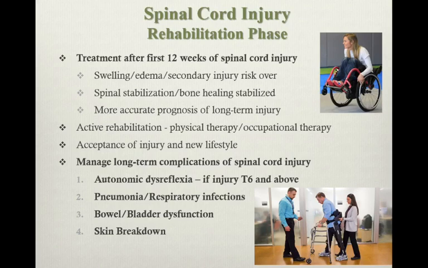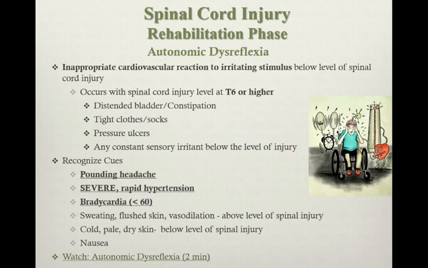I just want to point out the highlights in the rehabilitation phase, which is basically our one disorder of the rehabilitation phase: autonomic dysreflexia. And then the most common complications are pneumonia, bowel and bladder dysfunction, and skin breakdown. So autonomic dysreflexia is our one disorder of spinal cord injury that kind of stays with you if you have an injury at T6 and above. Again, this is a result of improper sympathetic stimulation due to a long-term injury, T6 or higher.